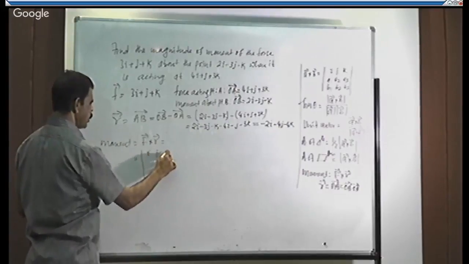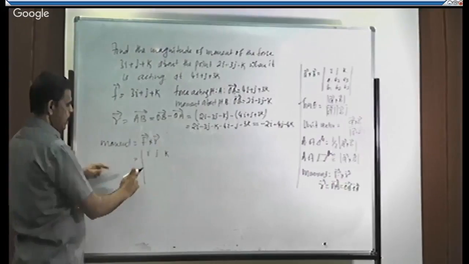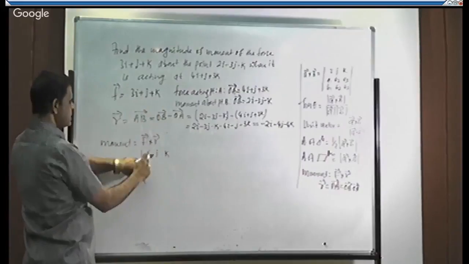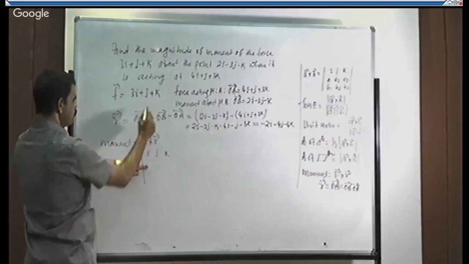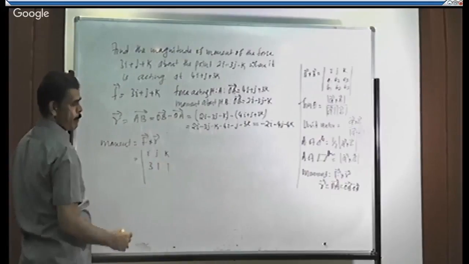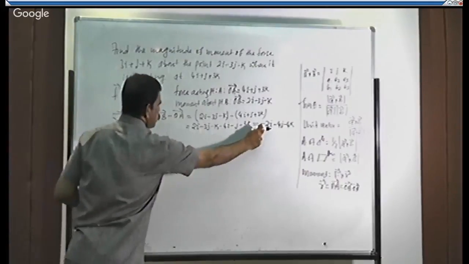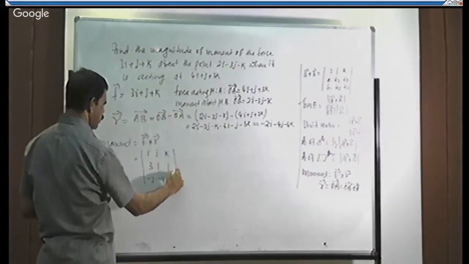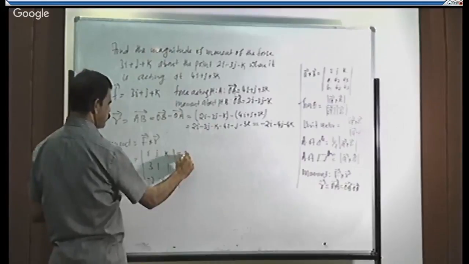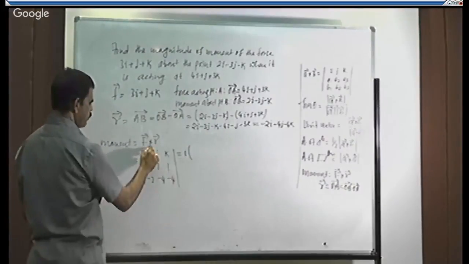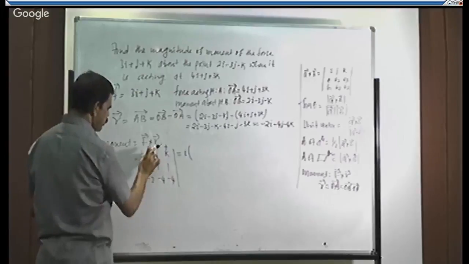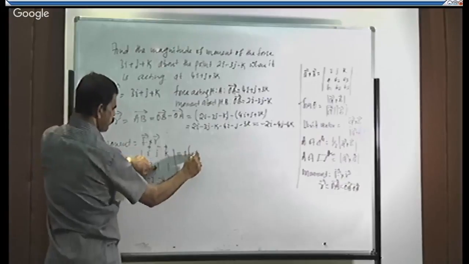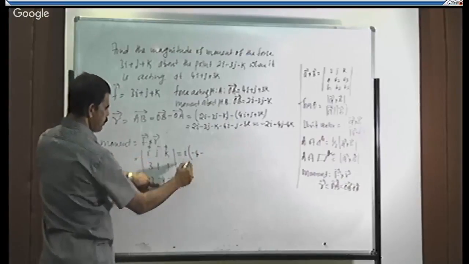i, j, k. Take the coefficients of i, j, k in the vector F as the second row elements: 3, 1, 1. R is minus 2, minus 4, minus 4. Expand it. So the expansion is i into plus, minus, plus. Leave the corresponding column and row. 1 into minus 4 is minus 4, minus of 1 into minus 4 is minus 4.